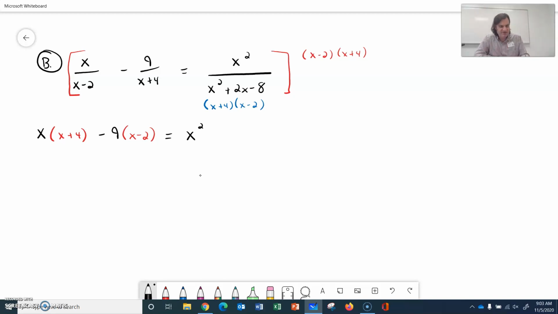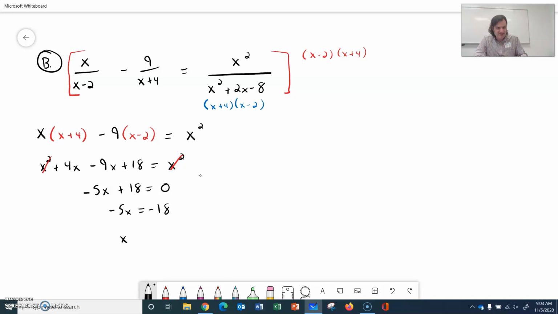So as I distribute x times x plus 4, I'll have x squared plus 4x. And then distribute negative 9 to x minus 2, I'll have minus 9x plus 18. All that's equal to x squared. I'm going to bring everything to one side and combine. Luckily, my x squareds cancel out, so it's no longer a quadratic. But I'll have negative 5x plus 18 equals 0. I'm not seeing a mistake here. So I can work on getting my x by itself.